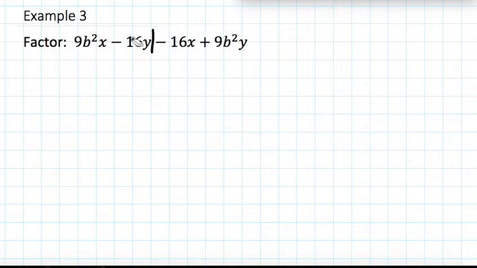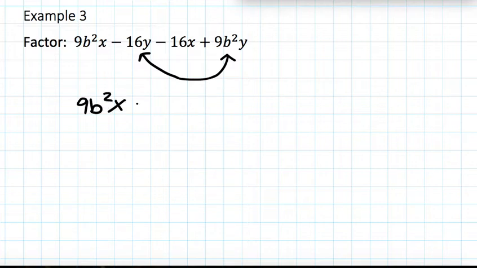So for this one, what I need to do first is rearrange it, because there's other terms here that do have something in common with 9b squared x. The 16x has an x in common, and then this last term has 9b squared y. So what I'm going to do is switch the order around here. I'm going to do that by switching these 2 terms, but you could also move minus 16x so that it's right next to 9b squared x. You should come out with the same answer if you do that. The work would just be a little bit different.